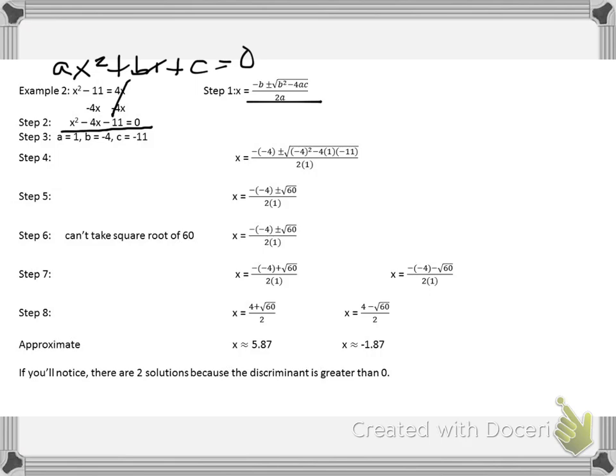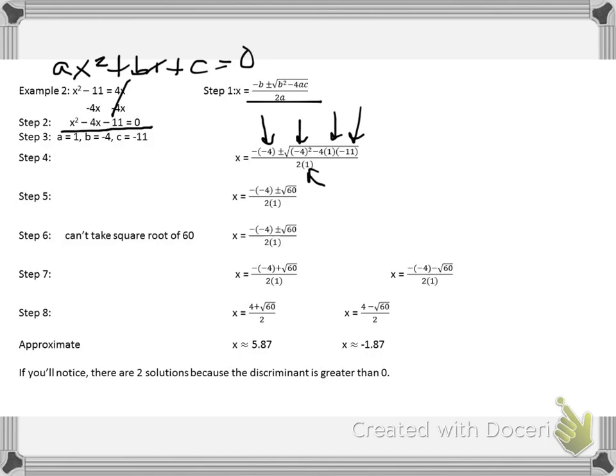Step 4, plug everything in. Again, we have negative, and then B is negative 4, so negative 4 goes in there. I put negative 4 with the B for the B squared. There's a 1 where the A goes, and negative 11 where C goes. If you'll notice, everything else stays the same. There's still a negative 4 in between. And then on the bottom, it's 2 times A, which is 1.